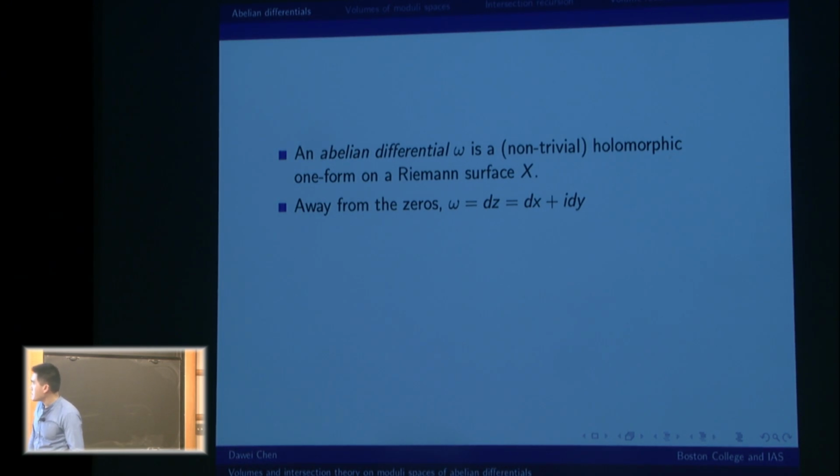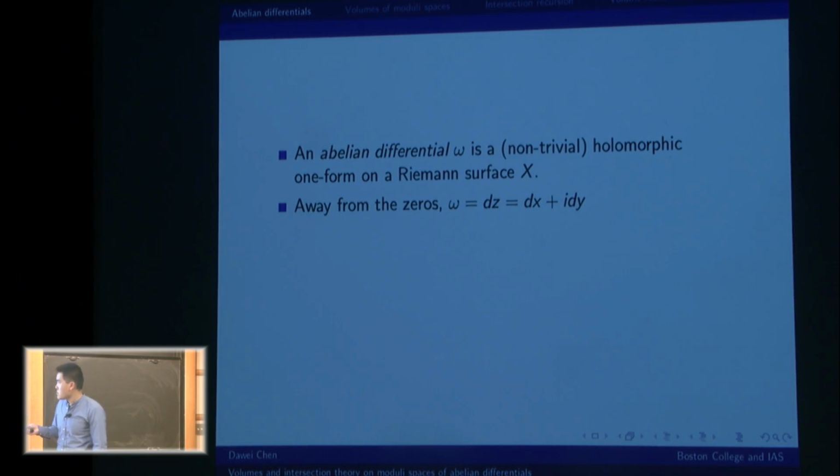Away from the zeros, you can pick a suitable complex coordinate z to write omega as dz, if at the origin it is non-zero. You write z in terms of the standard Euclidean coordinates x and y, then dz is dx plus i dy. Under this expression, this xy coordinate induces a standard Euclidean metric on the underlying Riemann surface.